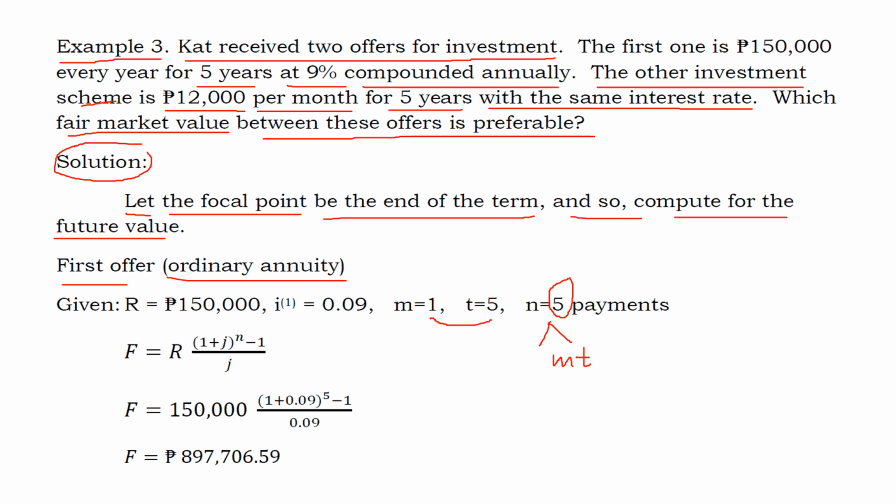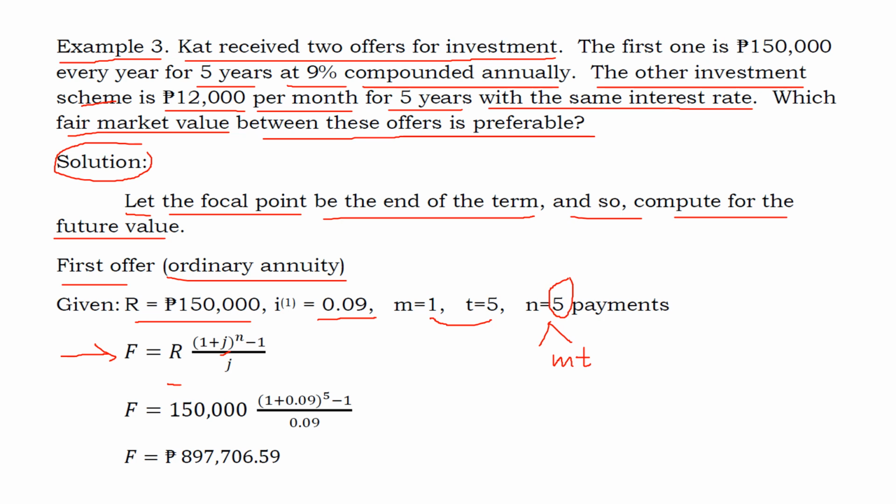Since it is compounded annually, we adopt 0.09 as the value of i here, and R is 150,000. The first thing to do is to find the future value of the first offer. So we simply substitute the given values for R, j, m, and n.